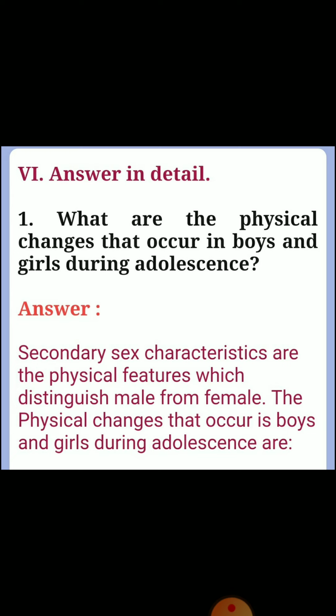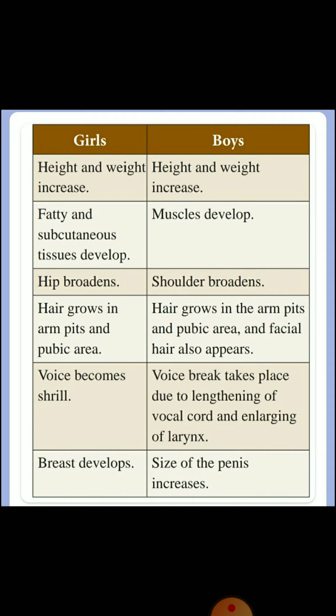First question, what are the physical changes that occur in boys and girls during adolescence? Answer, secondary sex characteristics are the physical features which distinguish male from female. The physical changes that occur in boys and girls during adolescence are given here in a table, for girls and boys. Height and weight increase, boys height and weight increase. Next, fatty and subcutaneous tissues develop, muscles develop, hip broadens, shoulder broadens, hair grows in armpits and pubic area. Hair grows in the armpits and pubic area and facial hair also appears.